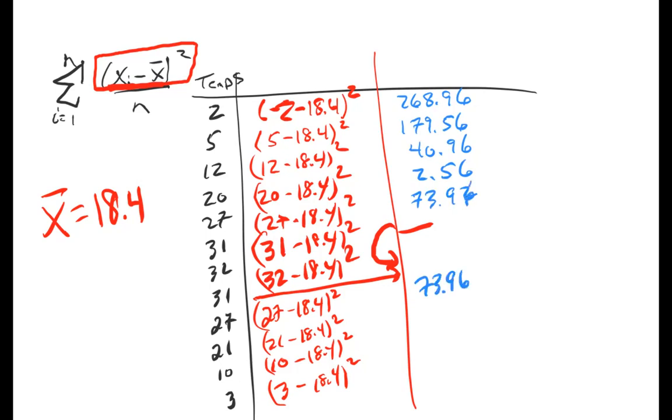31 minus 18.4 squared is 158.76. And that was 31, right? Yep. So that number can go right here too, 158.76. And then 32 minus that, 18.4 squared.